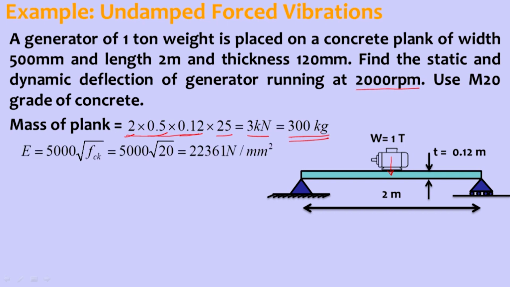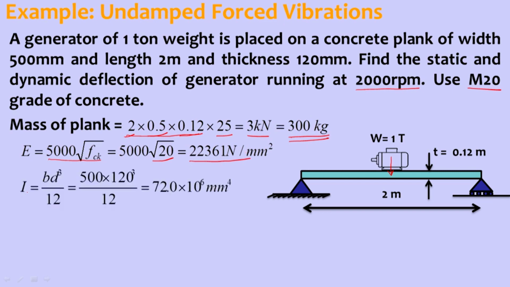And then the modulus of elasticity of the system according to IS 456 is 5000 under root fck, since characteristic strength is given as 20 Newton per mm square. So, we have 5000 under root 20. So, we get 22,361 Newton per millimeter square as the modulus of elasticity.